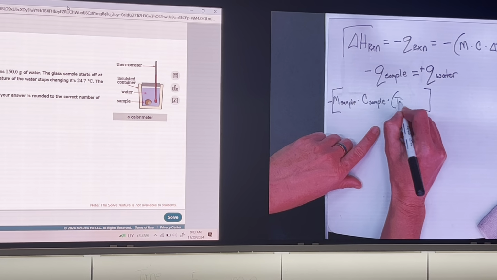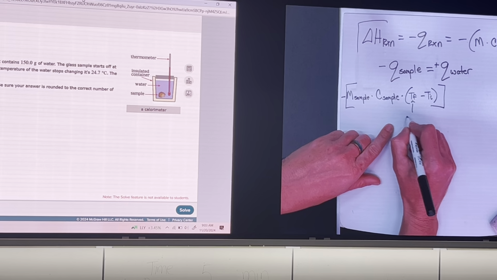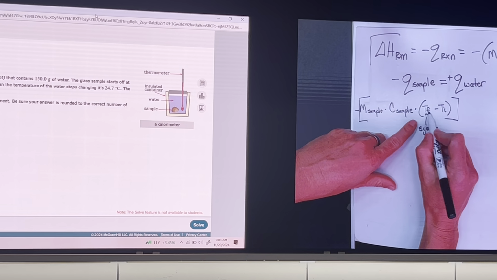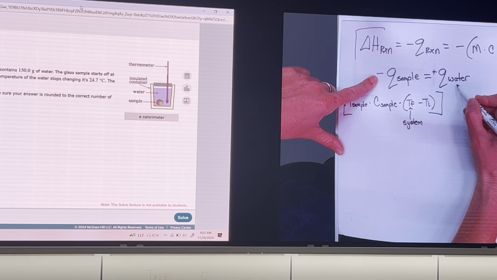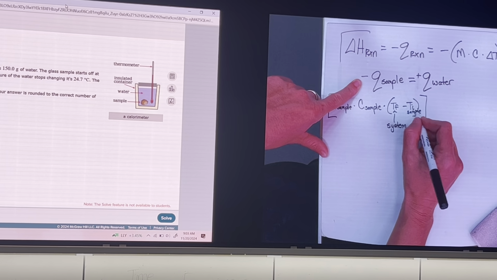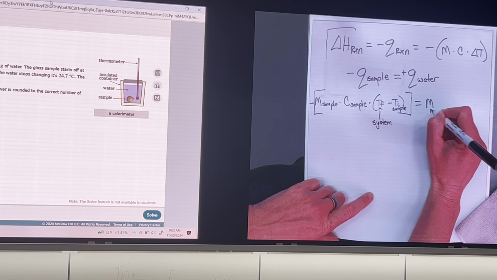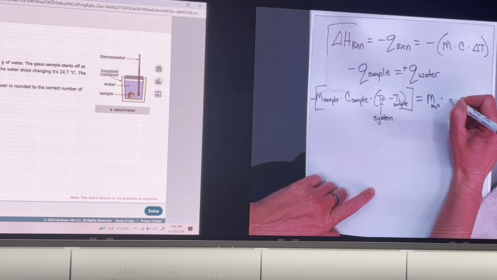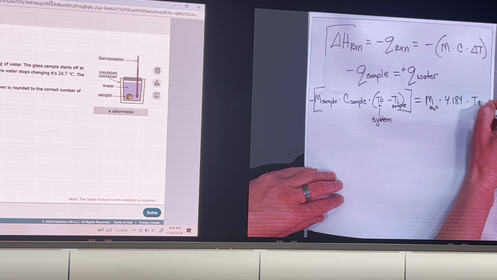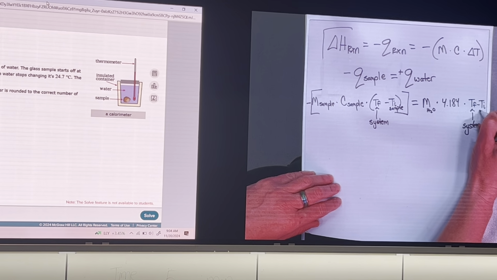So temperature final minus temperature initial, and here's the confusing part. The temperature final is the final temperature of the whole system, the sample and the water. So temperature final is the same number on both sides. The temperature initial is the initial temperature of the rock, which is probably super high. And then over here, it's the same thing, but this time it's the mass of the water times specific heat of water, we know that number, 4.184, times the final temperature of the system minus the initial temperature of the water.